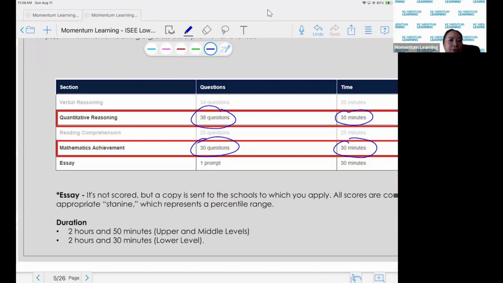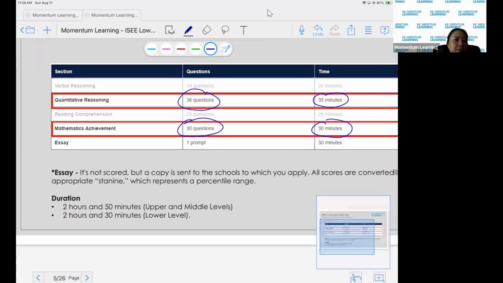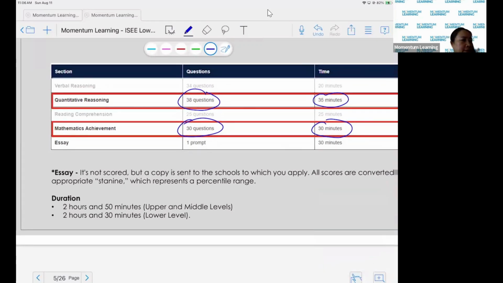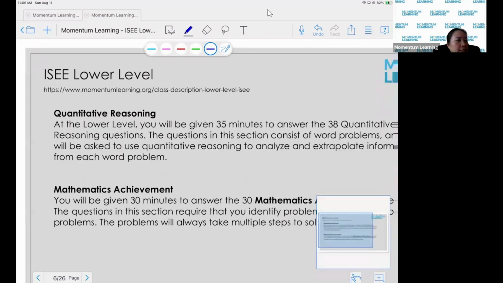Of course, you need to leave time to double check, triple check, so you want to keep a reasonable pacing. The duration for our lower level test is 2 hours 30 minutes in total, with the math and English sessions. Let's move on to the next page.